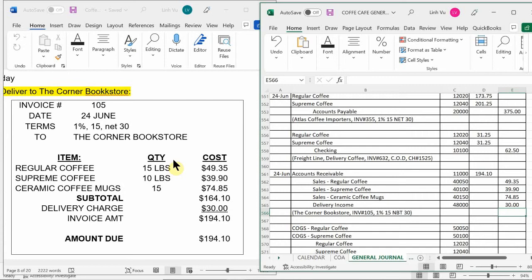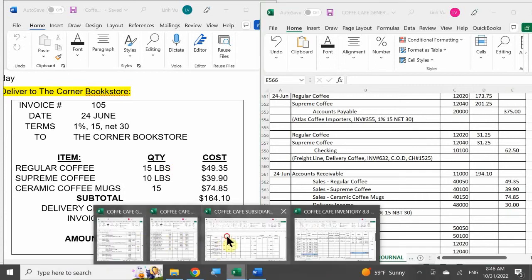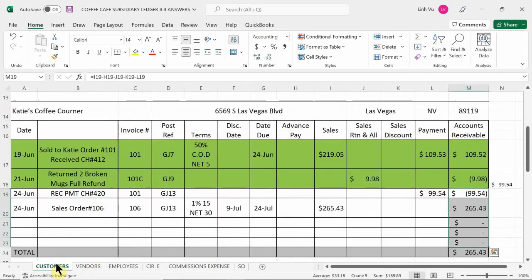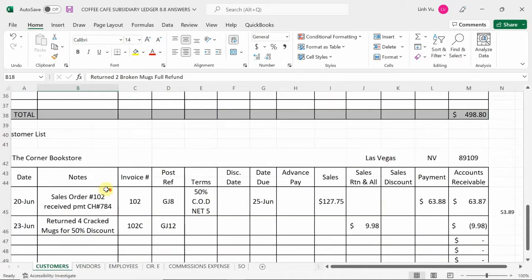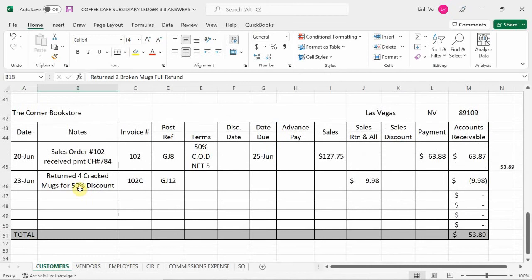Okay, we are involved with the transaction. Who else? The corner bookstore, as customer. That's exactly what we're doing. We're going to update the customer, because what does the customer have now? We sold the coffee to the customer. So therefore, the customer owes me money, right? That is exactly what we need to record. We need to record that the corner bookstore owes me money.